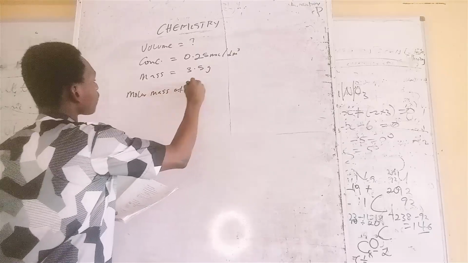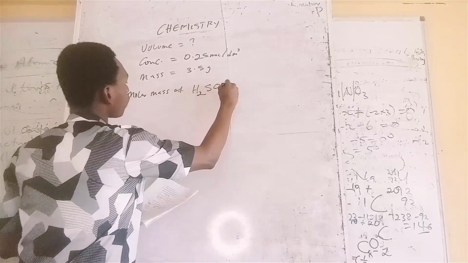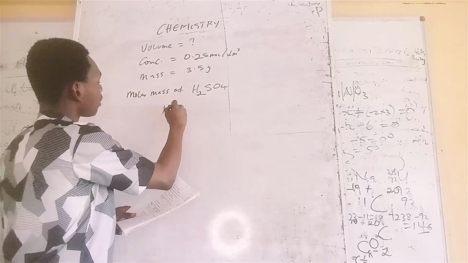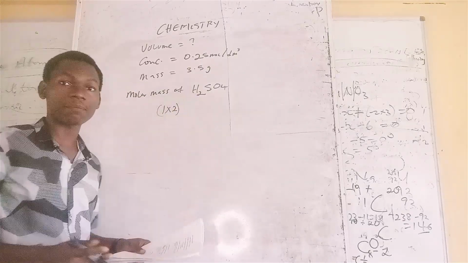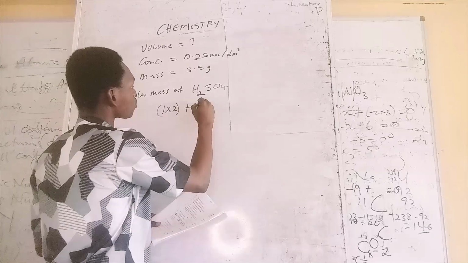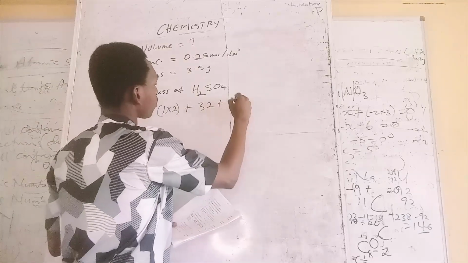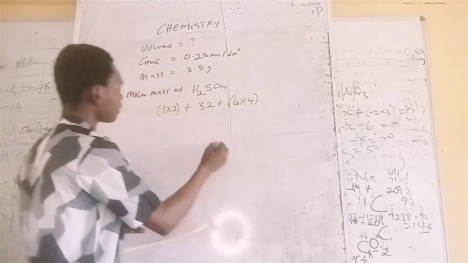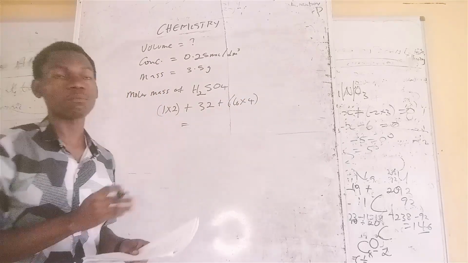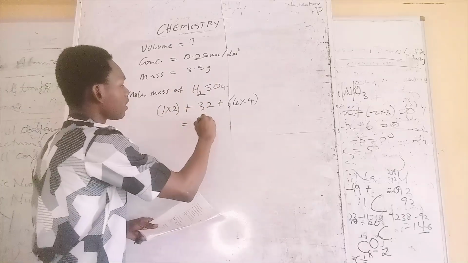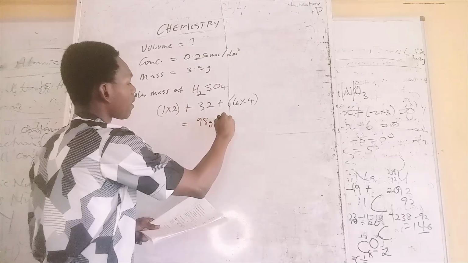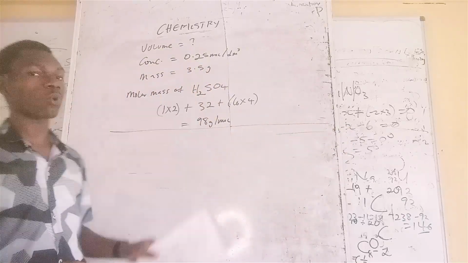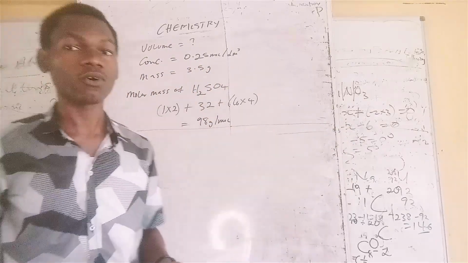The molar mass of H2SO4. In that question, we are told that hydrogen is 1 times 2 because hydrogen appears twice there, plus sulfur is 32, plus oxygen, which is 16 times 4. Now if we simplify that, we find that the molar mass of H2SO4 is 98 gram per mole. Now, these are all the parameters given to us. We are going to use what is given to us to solve for the unknown.